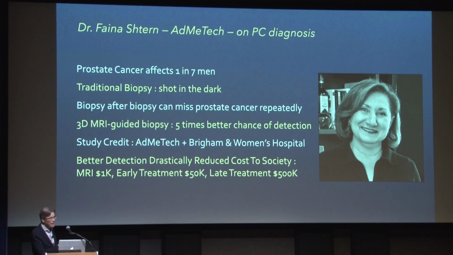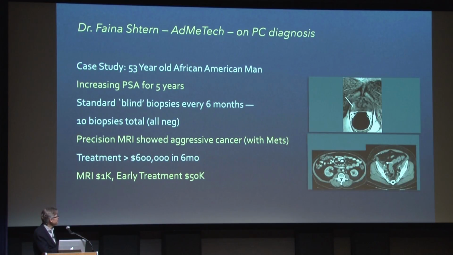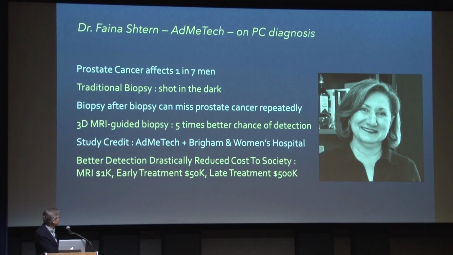So after my father's death, I learned a bit about prostate cancer diagnosis from Dr. Faye Stern, who has been spearheading an effort to improve prostate cancer diagnosis. It's the most common human cancer. The typical way to identify it is by biopsy, which is simply a shot in the dark. It's possible to repeatedly miss prostate cancer, biopsy after biopsy. But if you used MRI, you could actually increase your chances of detecting it by a factor of 5.